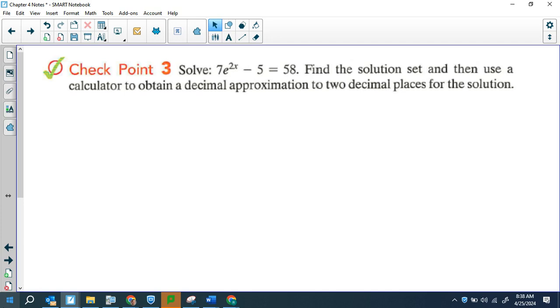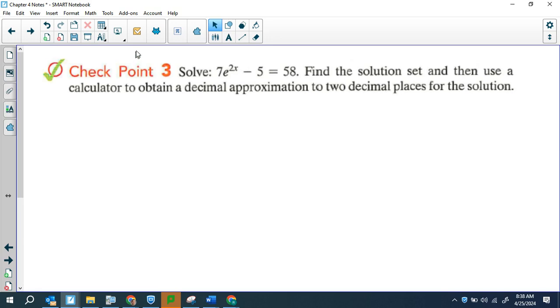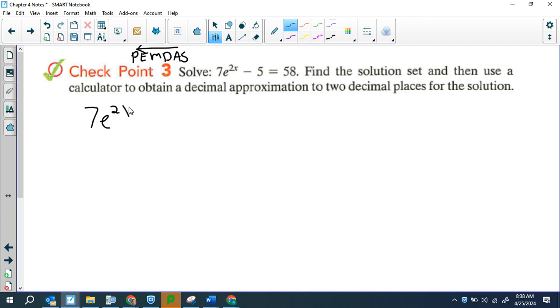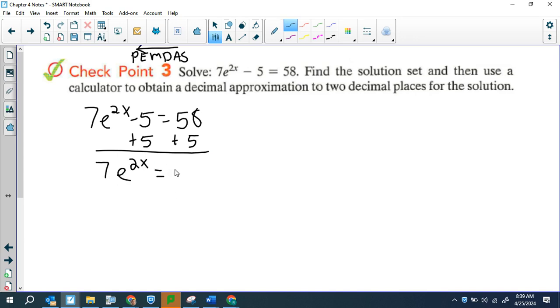So we're going to first use PEMDAS backwards to isolate that base and the exponent. So we undo addition subtraction first. So I have a minus 5 here to start. We're going to undo the minus 5 by adding 5. So we get 7 e to the 2x equals 63.